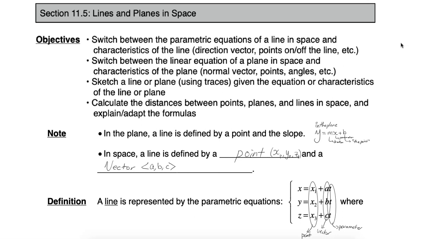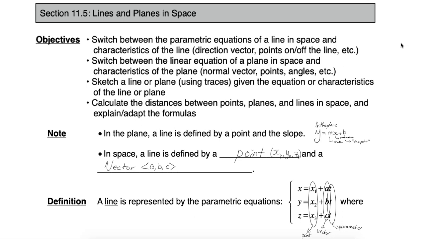So similarly, if we have an equation, what vectors can we find that are in the plane or perpendicular to the plane? What points can we find? Are there any angles between the plane and maybe the xy plane that we can look for, etc. Sketch lines and planes in 3D, well, on the paper, but to mimic 3D, and then calculate distances between a point and a plane or a point and a line in space. And then, of course, we need to adapt these formulas for different problems that we may encounter.